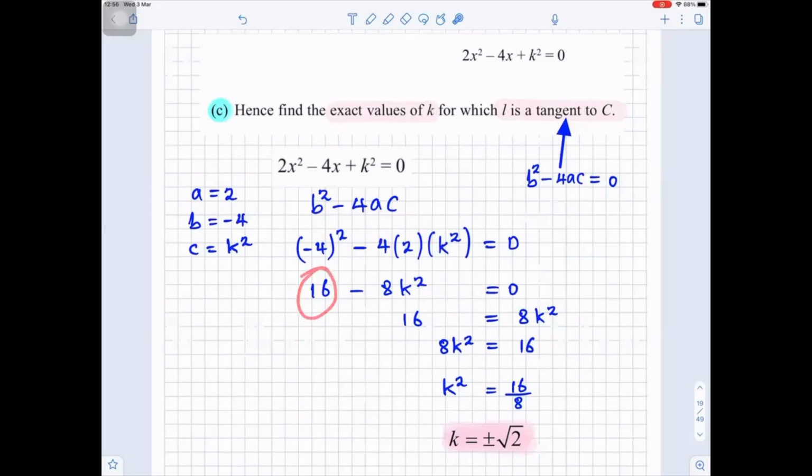Simplify that, that gives you 16 minus 8k squared equals 0. Minus 8k squared goes to the right, it becomes 8k squared. So 8k squared equals 16. k squared is 16 over 8, and k is the square root of that, which is plus or minus square root of 2.